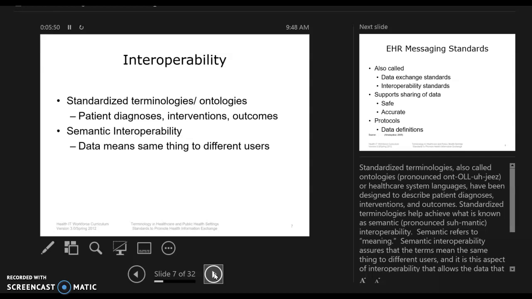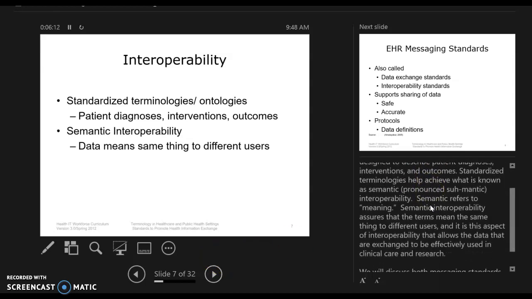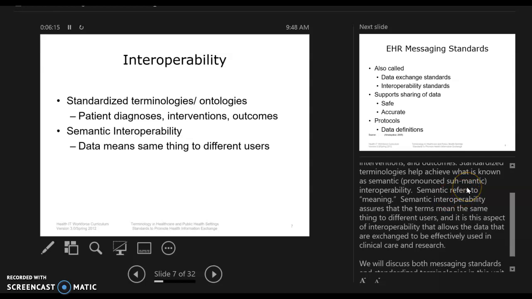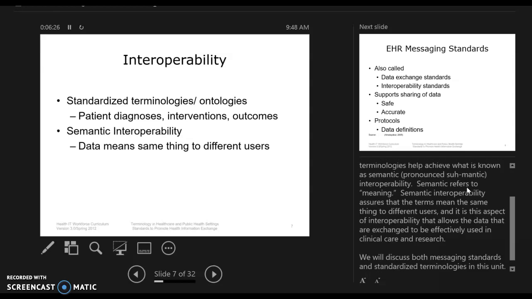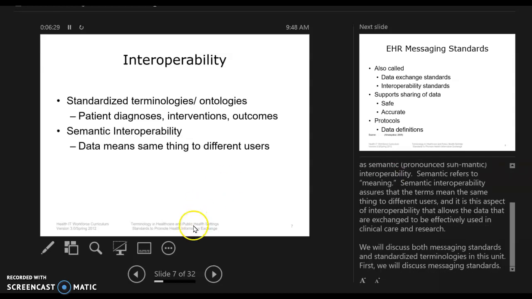Standardized terminologies are also called ontologies or healthcare system languages, and these have been designed to describe patient diagnoses, interventions, such as procedures, and outcomes. Standardized terminologies help achieve what is known as semantic interoperability. Semantic refers to meaning. So semantic interoperability assures that the terms mean the same things to different users, and it is this aspect of interoperability that allows the data that are exchanged to be effectively used in clinical care and research.